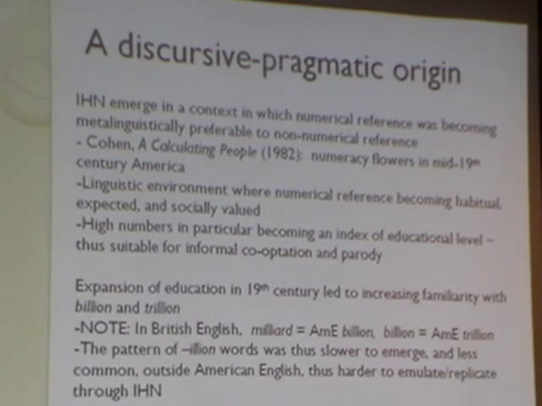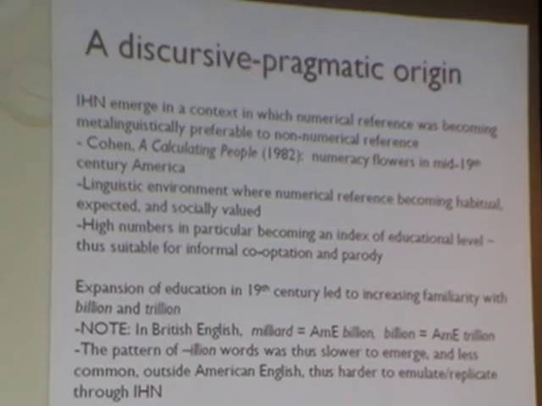And high numbers, in particular, in this framework, became an index of educational level. And thus, they became suitable for co-optation. You co-opt this sequence, billion and trillion, for your own purposes, for informal purposes, for jocular purposes, for satirical purposes, and make it into what it became, which is part of specific discourse communities.